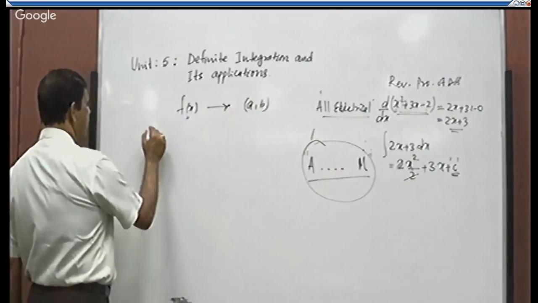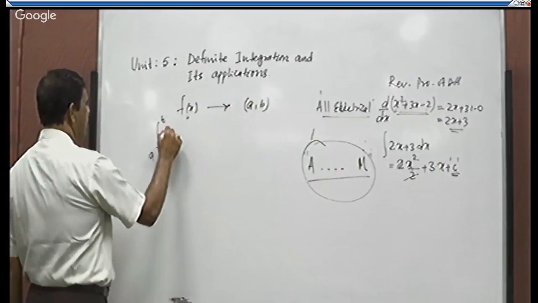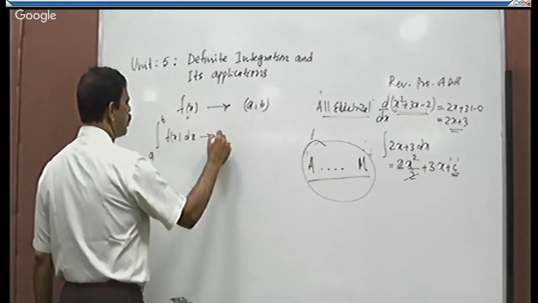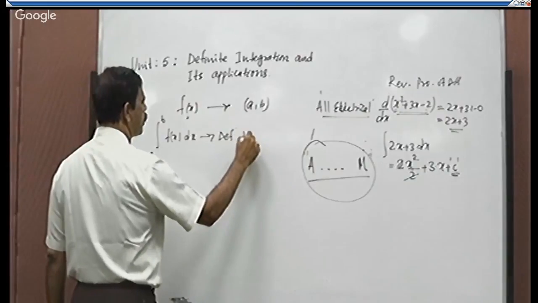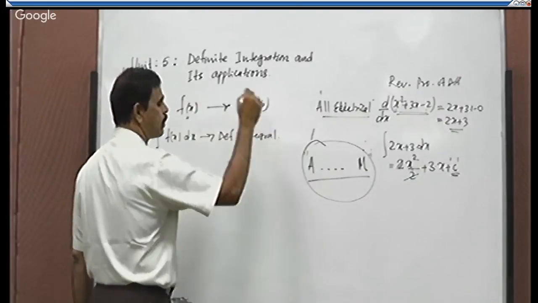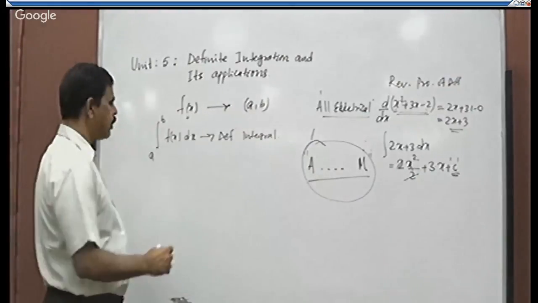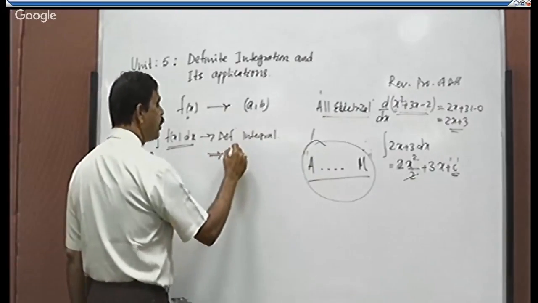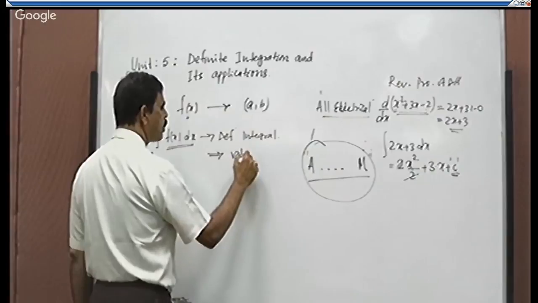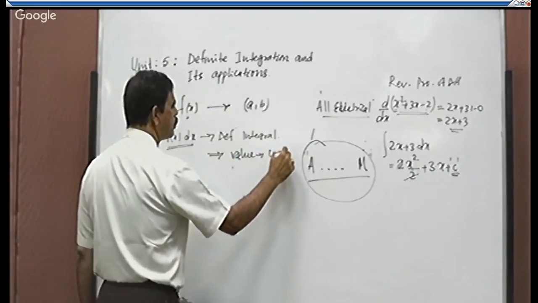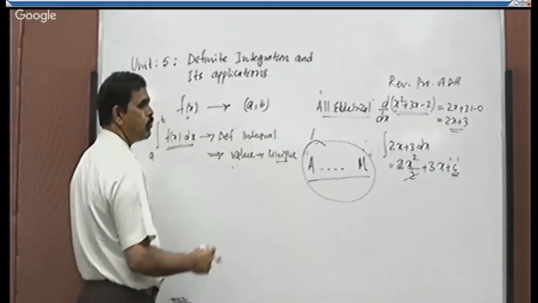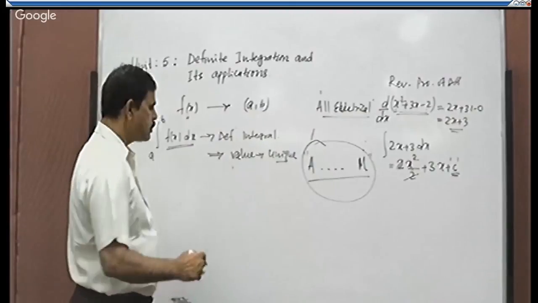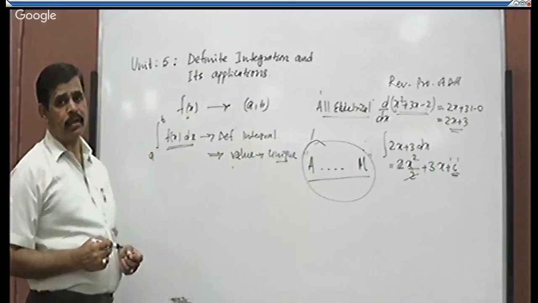Symbolically, we write like this: integration of f of x dx between the limits a to b is called a definite integral. Then how to solve it? In this, we don't put c. Finally, we will always get some definite value, a unique value. Whatever value you get for a particular integral will be unique, right? So that is known as a definite integral.